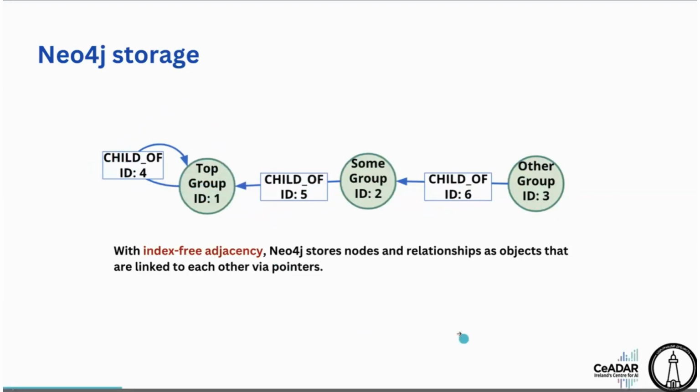Basically, why we are using the pointers is that it is index-free adjacency. In Neo4j, each node and edge are linked via pointers. One of the basic examples I can use is a linked list in our data structures. That is also connected using pointers from one node to another node.